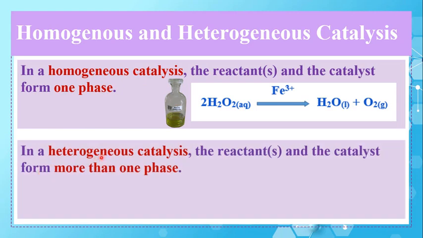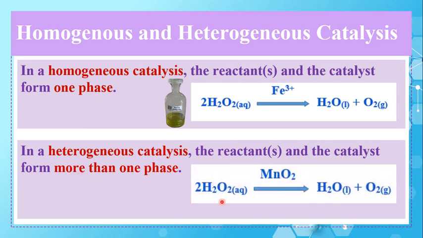While in a heterogeneous catalysis, the reactant and the catalyst form more than one phase. This is the example of H2O2 with MnO2. MnO2 is a powdered solid, so it makes with H2O2 two phases, and this catalysis is said to be heterogeneous.